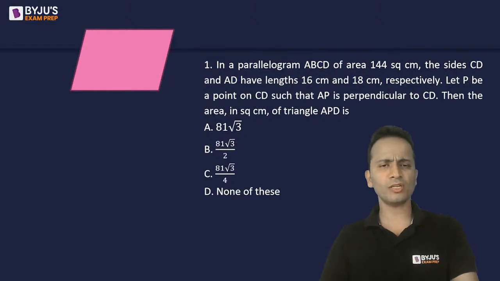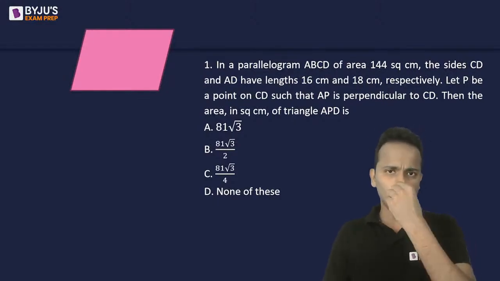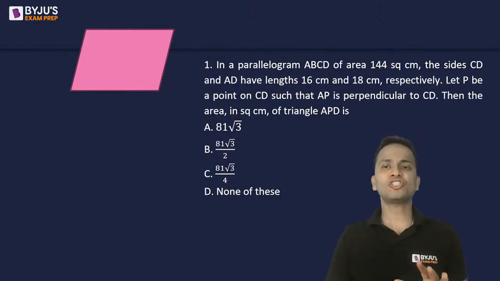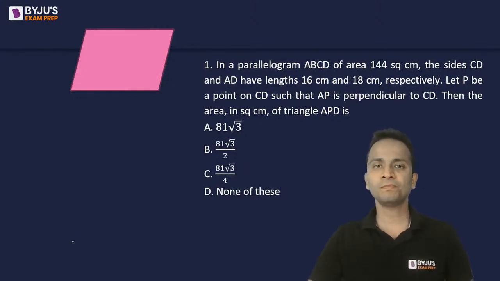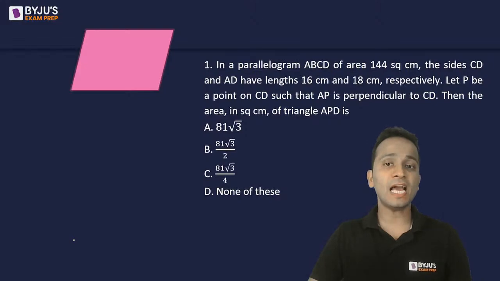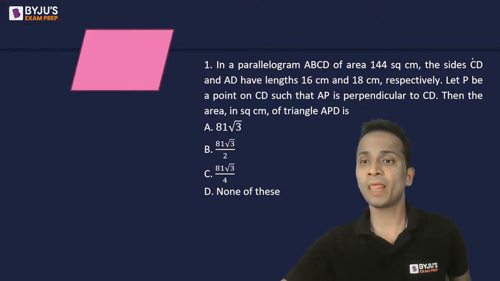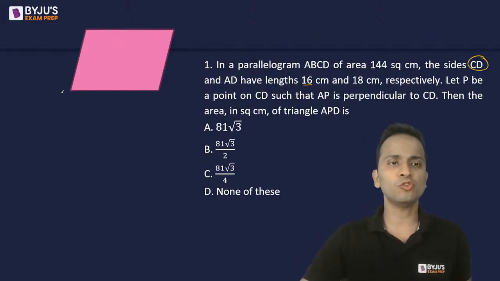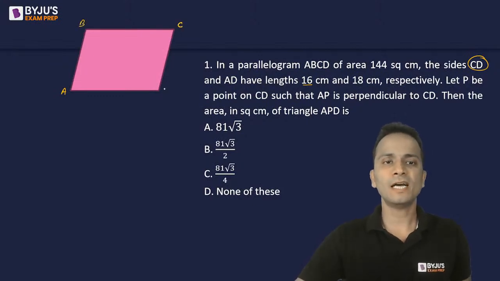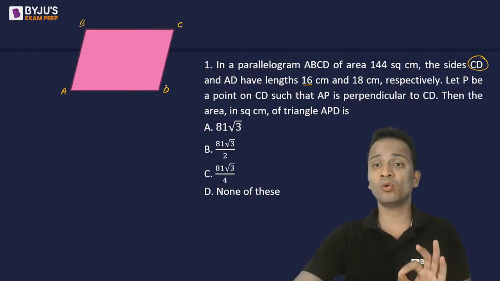All right, so I have drawn a parallelogram. Now, this parallelogram ABCD is such that the area is 144 square centimeters and the sides CD and AD have lengths 16 and 18. Now the length CD is smaller than the length AD. So AD is bigger. So I'll assume point A here, B, C, and D. Be very careful with the figure.